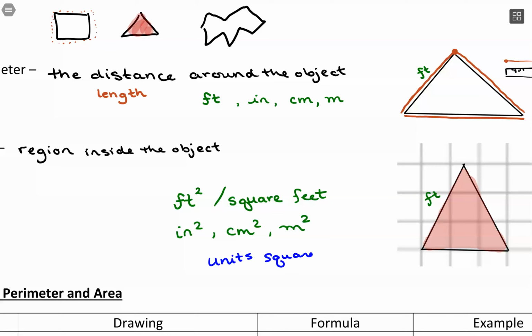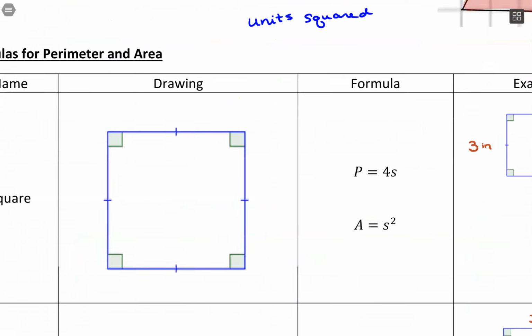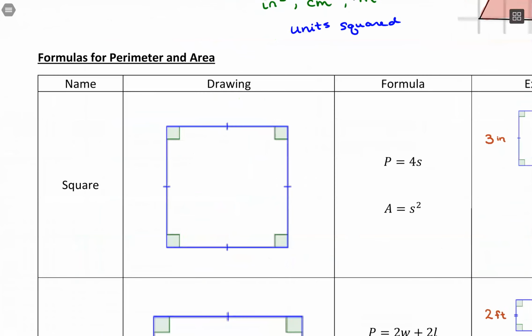So we just want to be careful of that so that we're using the correct units. So let's look at some formulas that we'll be using. With a square, a square is a quadrilateral where all sides are the same length. You can see that with the tick marks here, that's just saying whatever one side length is, all of the other side lengths are the same.